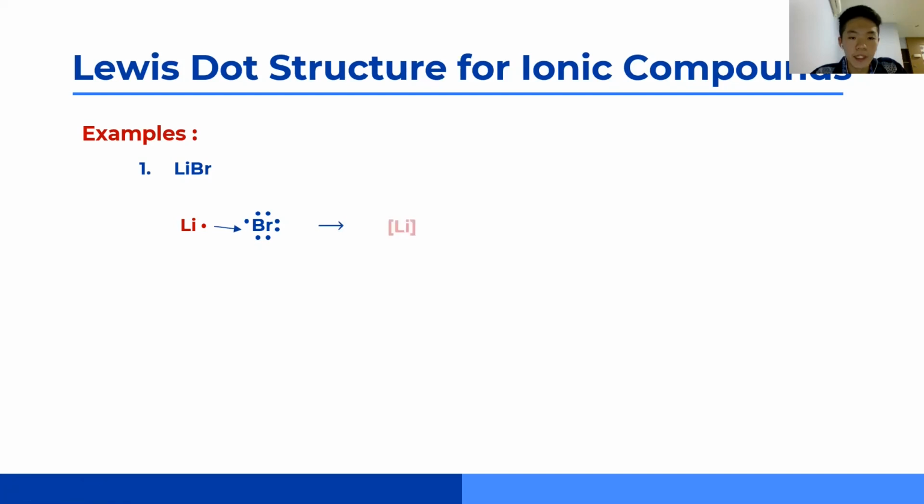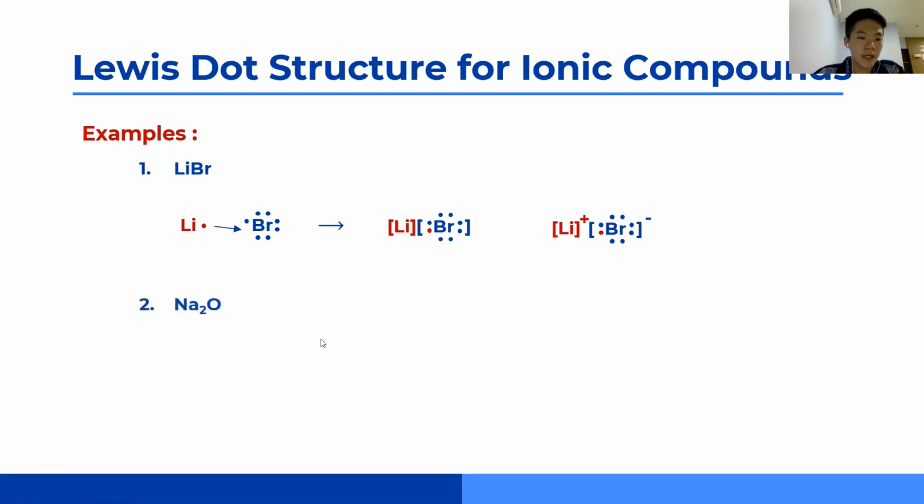So it becomes lithium with no dots because the dot is transferred here, and bromine with 7 valence electrons originally and 1 electron from lithium. So because lithium releases 1 electron, it becomes a positive ion. So lithium plus, and because bromine receives 1 electron, bromine becomes a negatively charged ion. So bromine negative.